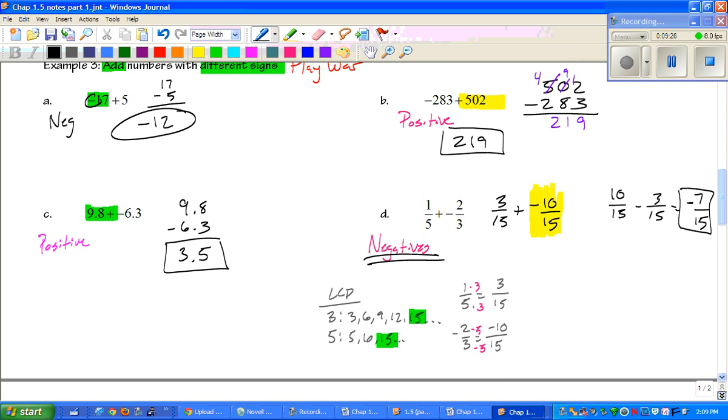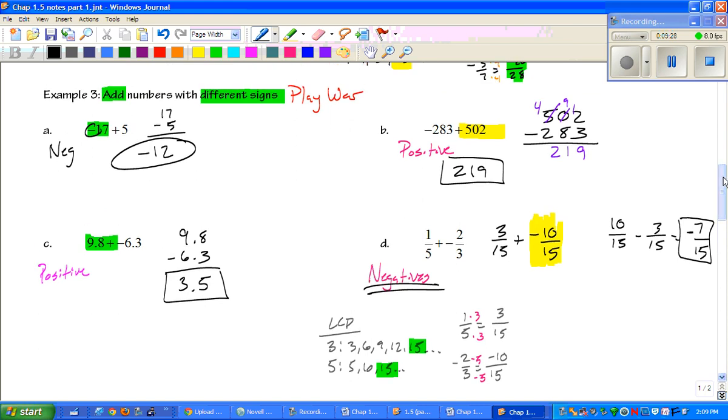Okay? So when we're doing this, we need to remember that we are going to be playing war. Subtract, and that's the big number minus the small number, and the bigger number keeps the sign.